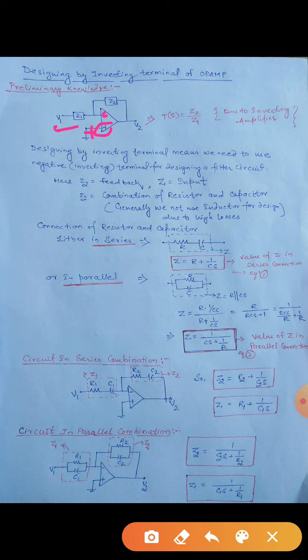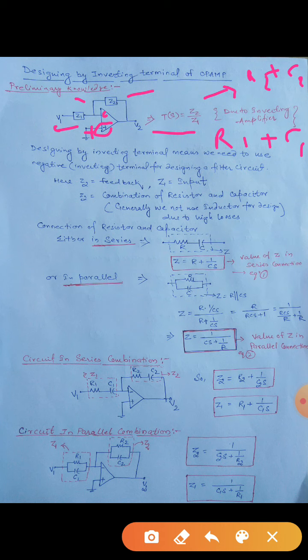So the transfer function of the inverting terminal of an op amp is represented as Z2 by Z1, where Z2 and Z1 are nothing but the combination of resistor and capacitor, where Z2 can be written as R2 plus C2 and Z1 can be written as R1 plus C1, where Z2 is the feedback element which is connected in between the output and the input terminal of the operational amplifier, and Z1 is the input connection which is connected at the input terminal of the operational amplifier circuit.